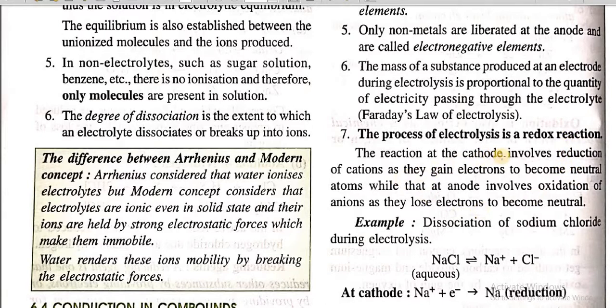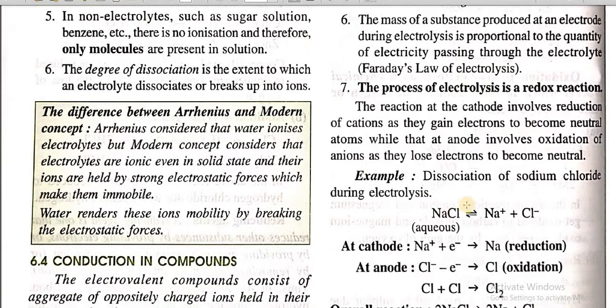The reaction at the cathode involves reduction of cations, that is, gain of electrons, as they gain electrons to become neutral, while that at the anode involves oxidation of anions, as they lose electrons to become neutral.